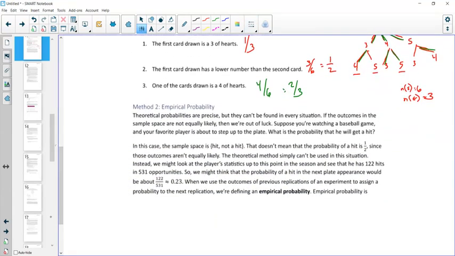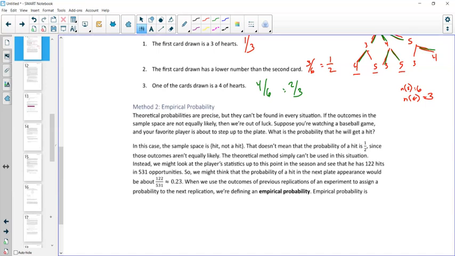Next concept, or method we have, is empirical probability. Theoretical probabilities are precise, but they can't be found in every situation. If the outcomes in the sample space are not equally likely, then we're out of luck. Suppose you're watching a baseball game and your favorite player is about to step up to the plate. What is the probability that he will get a hit? In this case, the sample space is hit, not a hit. That doesn't mean the probability of a hit is 1/2, since those outcomes aren't equally likely. The theoretical method simply can't be used in this situation.